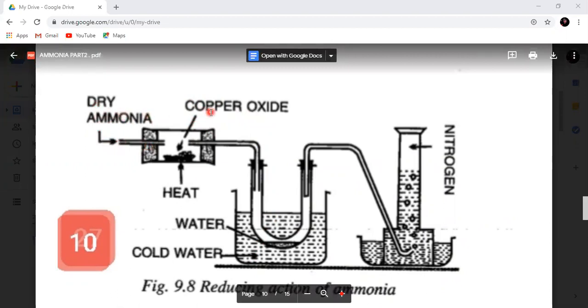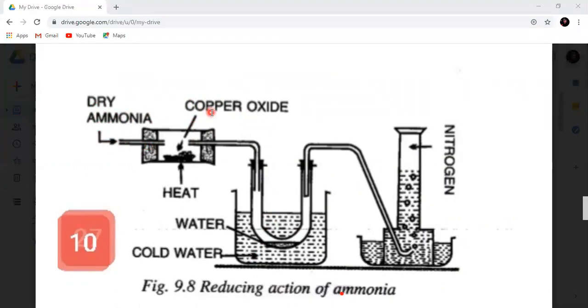When copper oxide is treated with dry ammonia, what is forming? The reaction will give us copper, water and nitrogen gas. Check it now in the diagram. From the delivery tube, the water is being collected. Water is coming in which state? Vapor state. From the cold water present in the trough, it will cool down. And the gas moves from this delivery tube to the cylinder, upward, and that is nitrogen gas. Here the nitrogen gas is being collected.